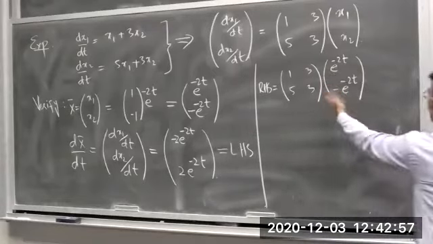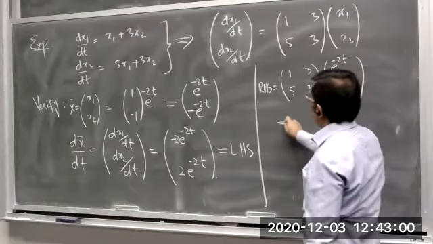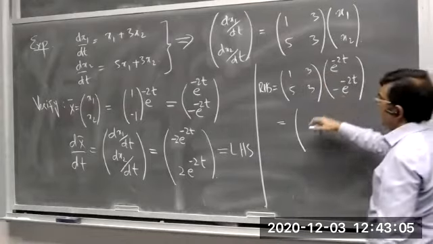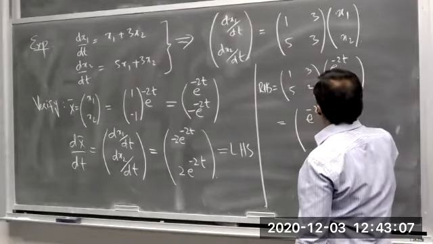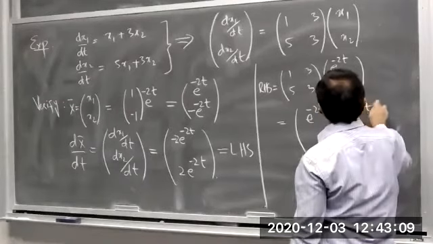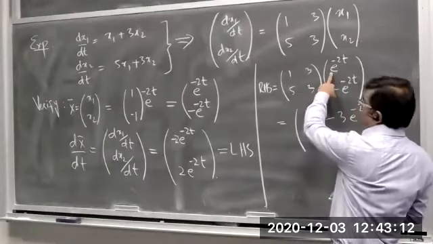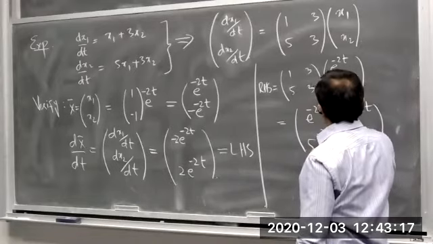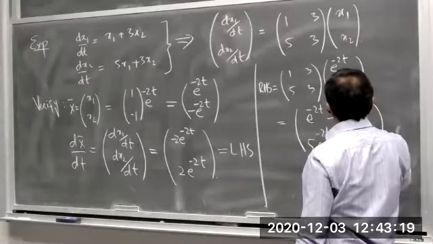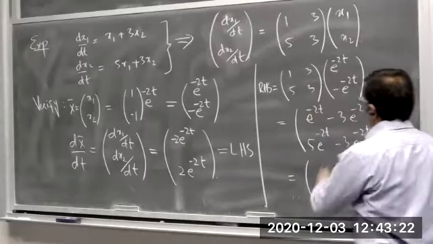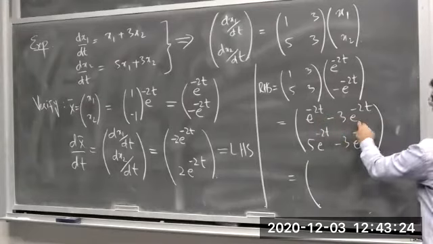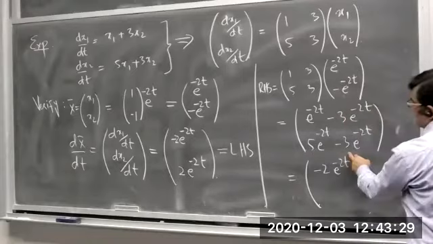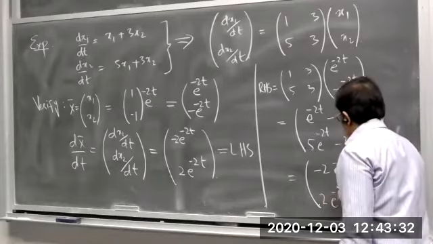So you have to multiply the matrix with the vector. What do we get here? This into this plus this into this. So it becomes e raised power minus 2t minus 3 e raised power minus 2t, and 5 into this minus 3 into this: 5 e raised power minus 2t minus 3 e raised power minus 2t. And it becomes what? It is minus 2 e raised power minus 2t, and this one is 2 e raised power minus 2t.